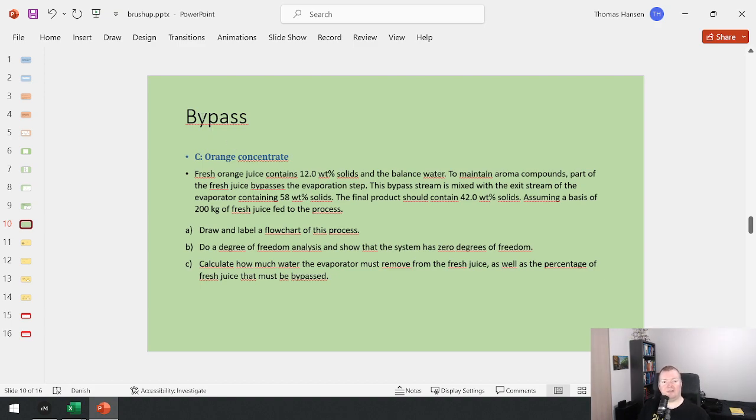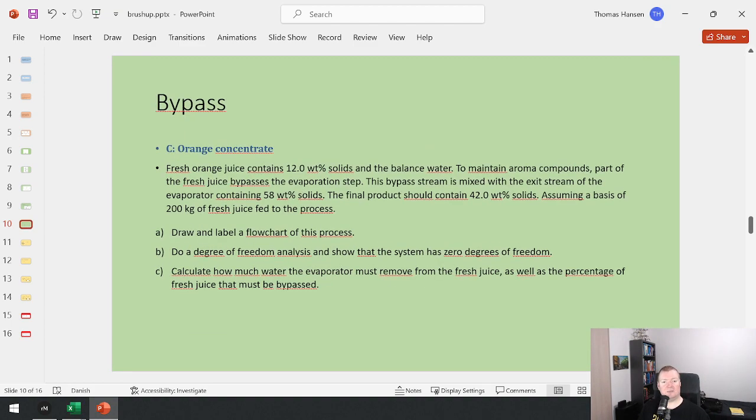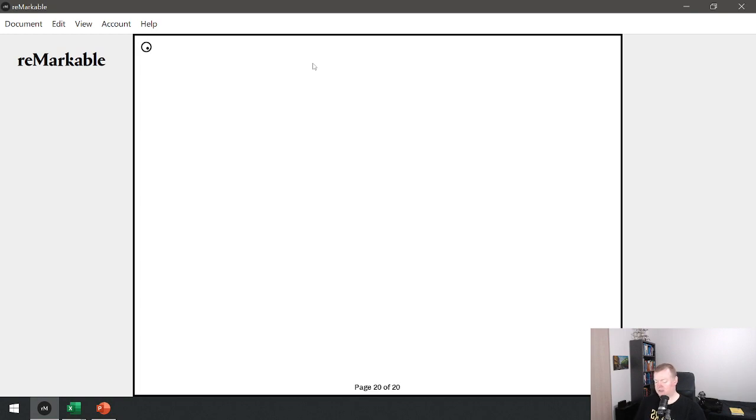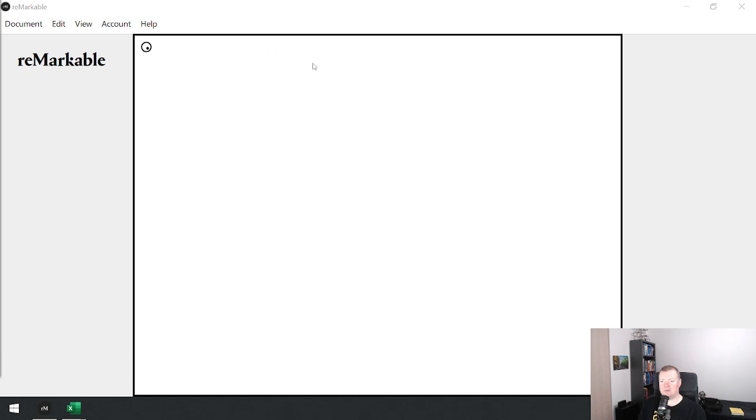Finally, we have one of the homework assignments. So assignment C, the orange concentrate where we had a bypass. So we take some of our juice and we send it past one of our unit operations in order to just keep track of what we're working with. Let's just draw a little sketch, and I need to be able to read the assignment while we do. In this case, we basically have some fresh orange juice and we want to create a concentrate. We want to remove some water.